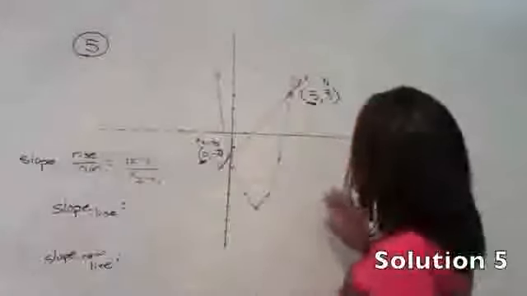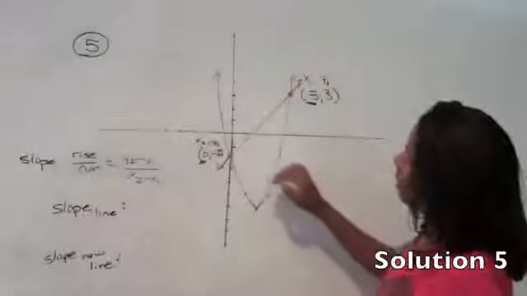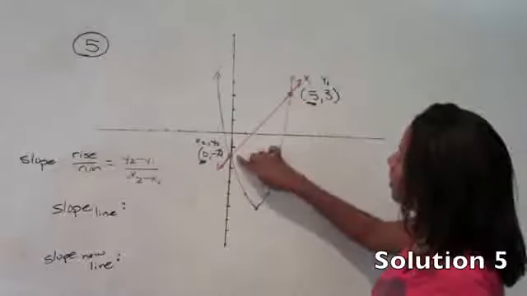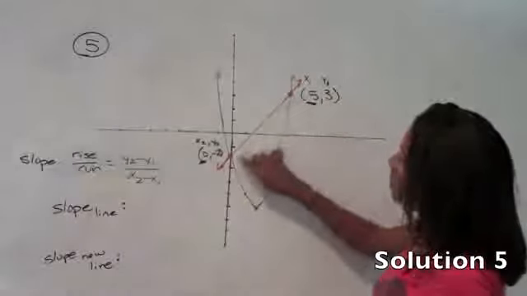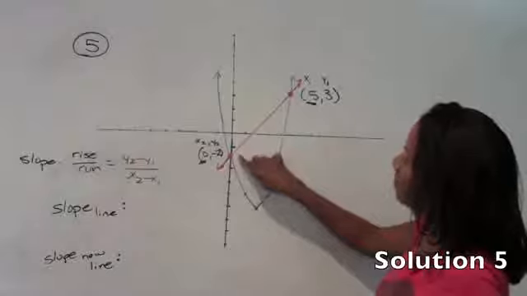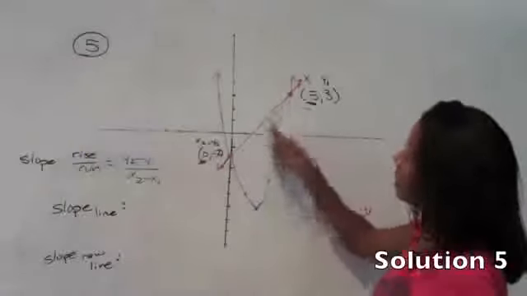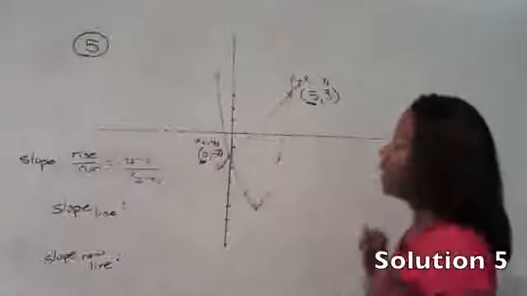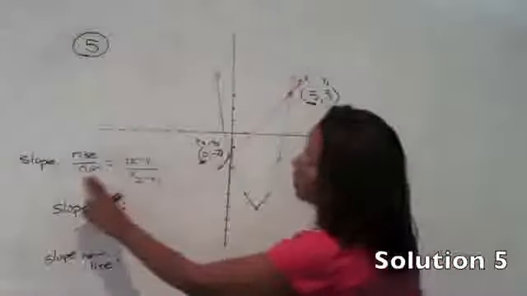Number 5, here we're asked to find a slope of a line that is perpendicular to the given line. So in order to find a line that's perpendicular to this line, we have to find a line that has the negative reciprocal of the slope of this line, which of course means we first have to find the slope of this given line. So to find the slope, there are two ways we can do it.